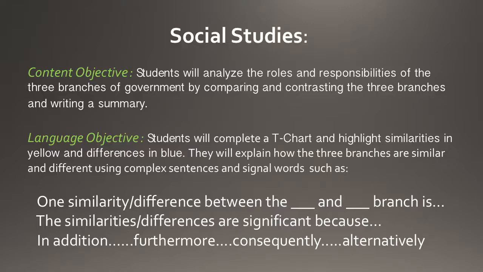Here's the language objective. Students will complete a T-chart and highlight similarities in yellow and differences in blue. They will explain how the three branches are similar and different using complex sentences and signal words such as one similarity or difference between blank and blank branch is, etc. Okay, so this one is a bit different from the others. It's more involved and there are multiple skills going on, but you can see that the goal is to identify the discrete language skills needed to complete the task.